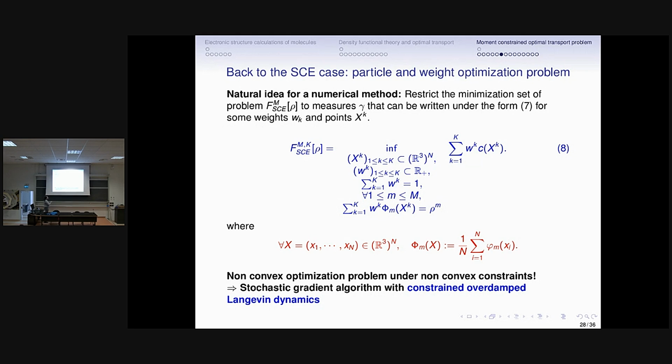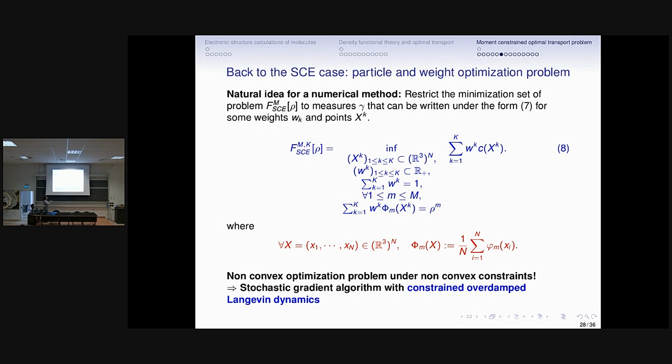And so, okay, now you're looking at weights wk and positions xk that are solutions of this minimization problem. This is a very sparse optimization problem, in the sense that the number of quantities you have to identify only scales linearly with the number of electrons instead of scaling exponentially, which is again of interest. But of course, there is no free lunch.